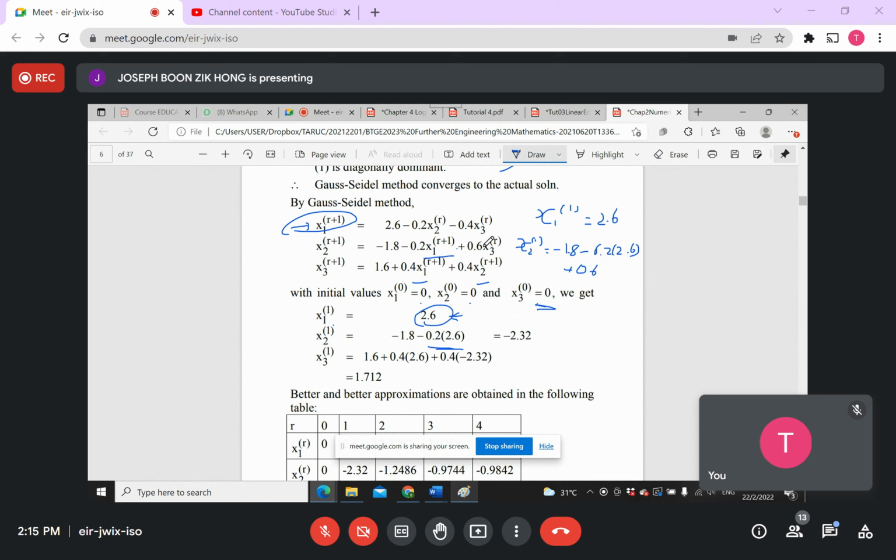So I can only take X3,0. What is X3,0? 0. So I times 0. So negative 1.8 minus 0.2 times 2.6. That's why they get the answer negative 2.32. I try, see whether they get correct or not. Yeah, that's why they get the negative 2.32.